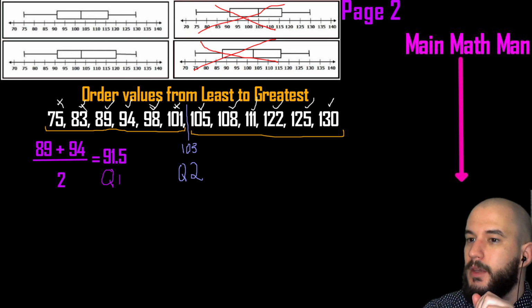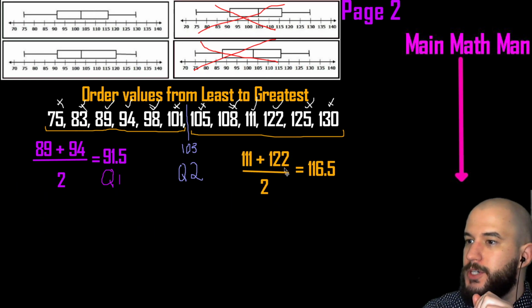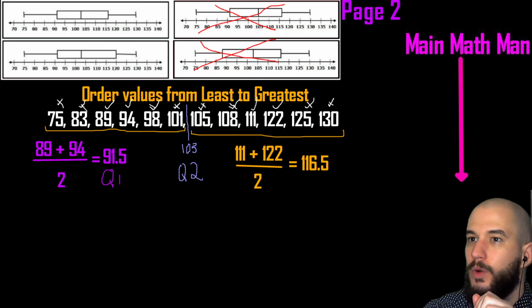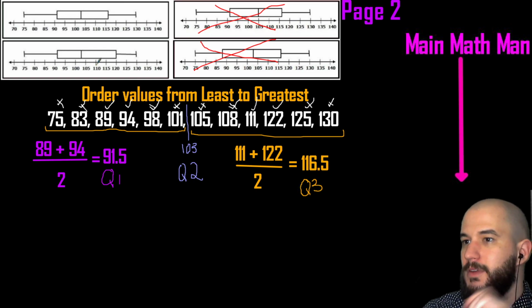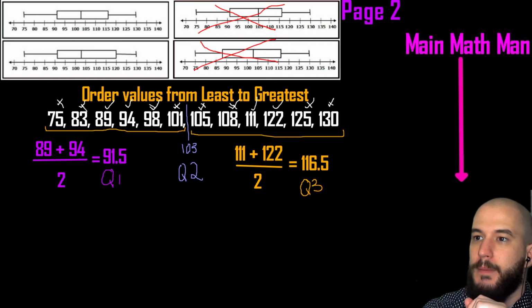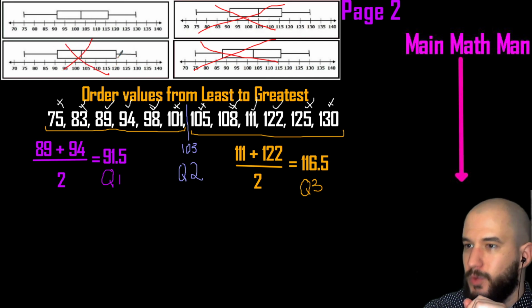What are we going to do? Well, I want to find the median of the upper half, meaning our quartile 3, or our upper quartile. Same idea: get the 2 numbers in the middle and get the average of those 2. So we're going to add those 2 together, and we should end up with 116.5, and that's going to be our Q3. So that's where the right side of our box is. And if you notice, what doesn't match up? This one does not match up, because it lands right on 120.